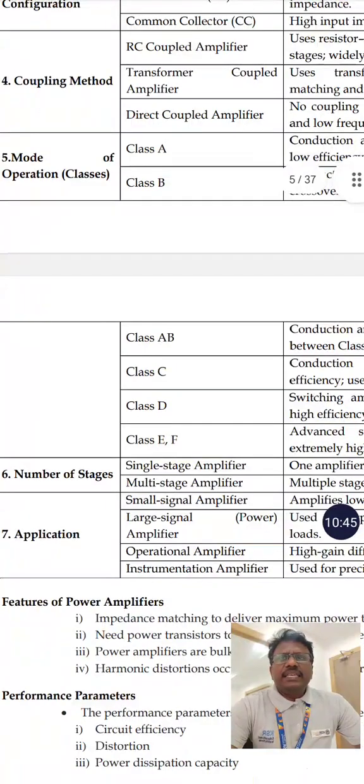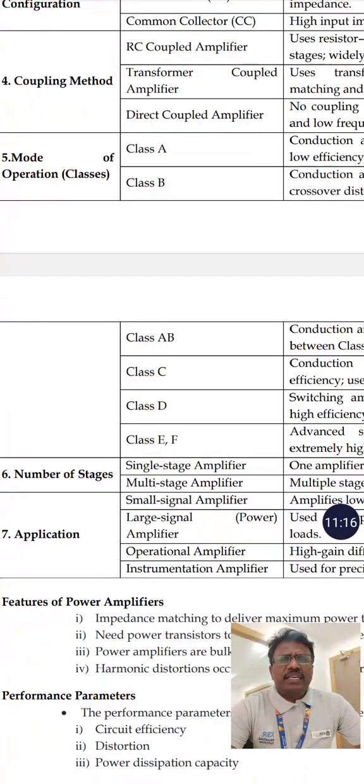So based on the mode of operation, class A. Before studying each class, let us understand one important term. What is conduction angle? The conduction angle is the portion of the input signal during which the transistor remains on. One complete AC cycle equals 360 degrees. Depending on how much the transistor conducts, amplifiers are classified into different classes.